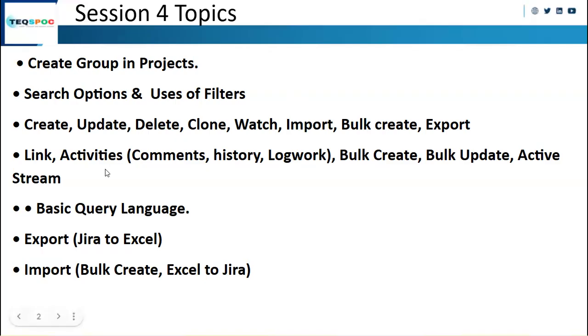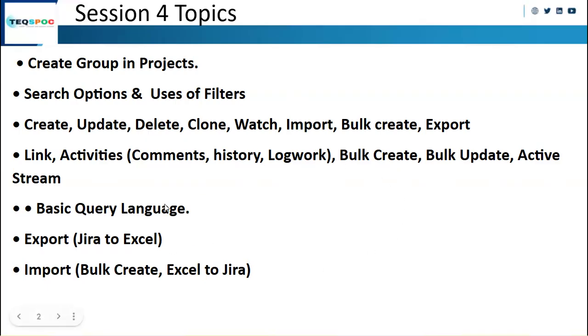Then we will see the activities. In activities, basically, activities come under the comment, history, and log work. So we will see how we will comment in the respective story, what are the histories, what things will be included in history, and what the log work will be. Then we will see bulk create, bulk update, and activities stream.